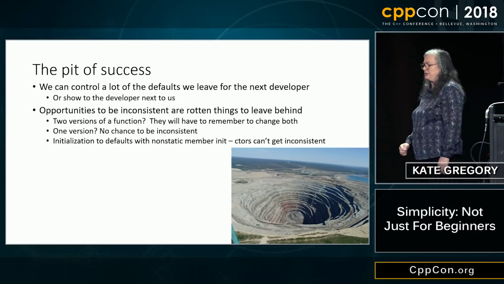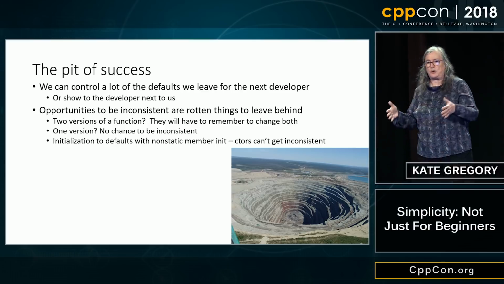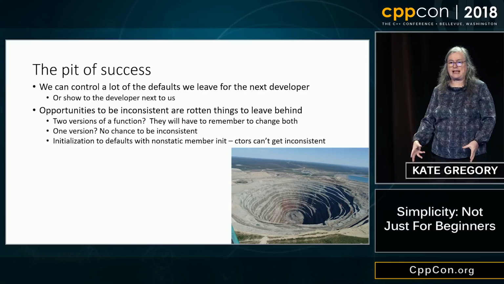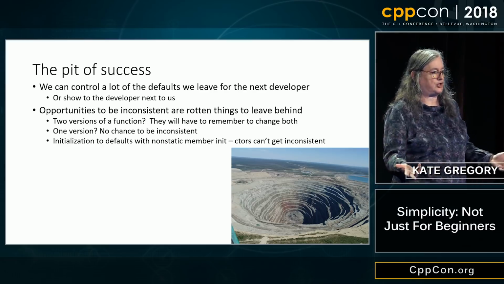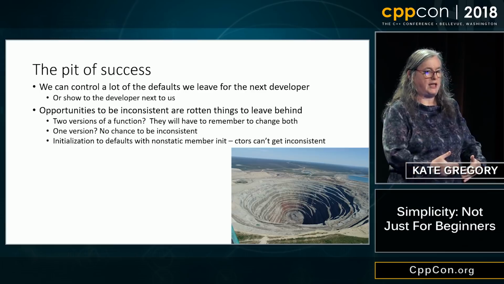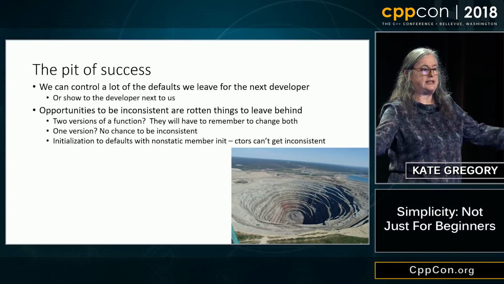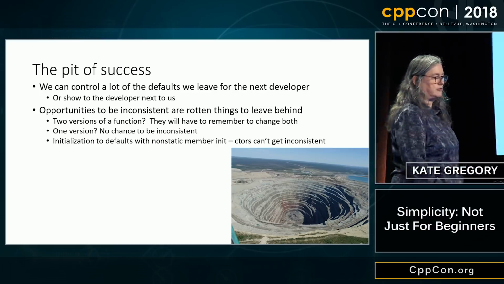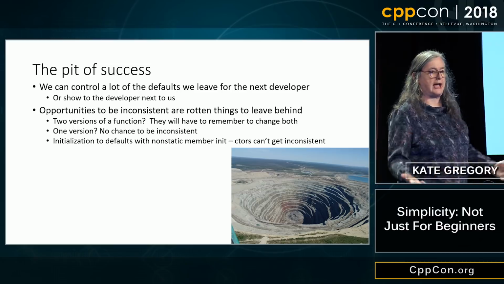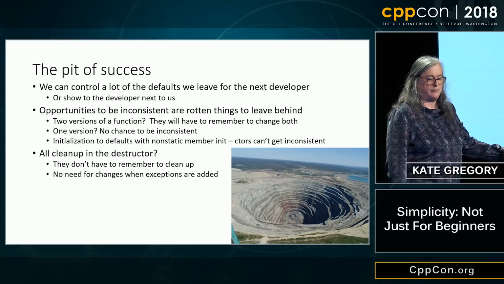I've railed a couple times about being inconsistent, about setting up opportunities to be inconsistent. When you leave that behind, you're not leaving behind a pit of success. They have to climb like a mountain of success by changing it in all the places it needs to be changed. If there's only one thing, they can't be inconsistent when they do the obvious thing, which is change the single function. They're done, they win, they succeeded. You set that up for them. Same with non-static member initializers, right? When they add another constructor, they're not going to add an inconsistent default value. All of these things set them up to succeed.